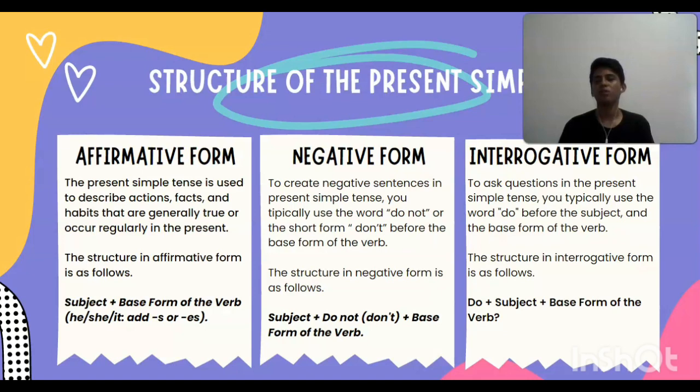Entonces, la estructura en forma interrogativa es la siguiente: do plus subject plus base form of the verb and the symbol of question. Entonces sería el do más el sujeto más la forma base del verbo y el signo de pregunta, que normalmente en inglés siempre se utiliza simplemente al final de una pregunta, no como en la lengua castellana que se utiliza al principio y al final de la pregunta.